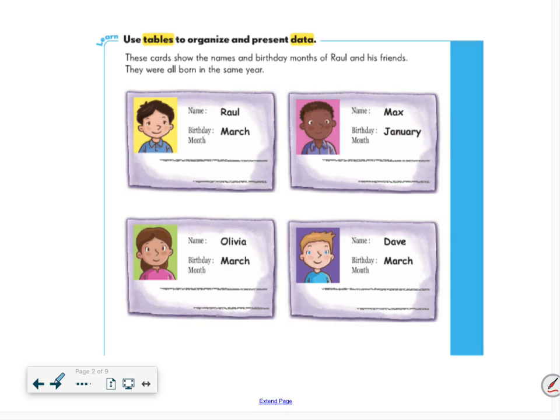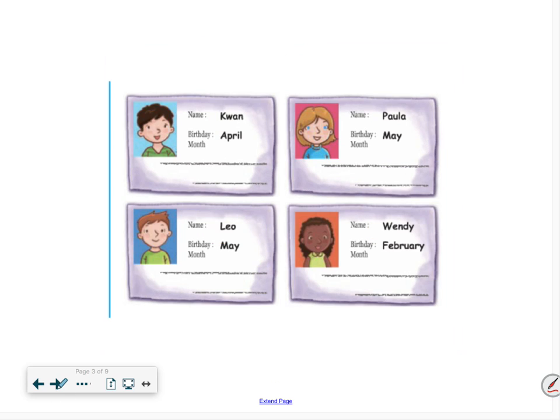Okay, first of all, this slide is all about these different cards, and they show the name and the birthday months of Raul and his friends. They're all born in the same year. So basically Raul went around to his classmates and said, hey, what month were you born? And he had them all write it down on this card. So Raul's card says March, Max was in January, Olivia was in March, Dave was in March, Quan was in April, Paula was in May, Leo was in May, and Wendy was in February.